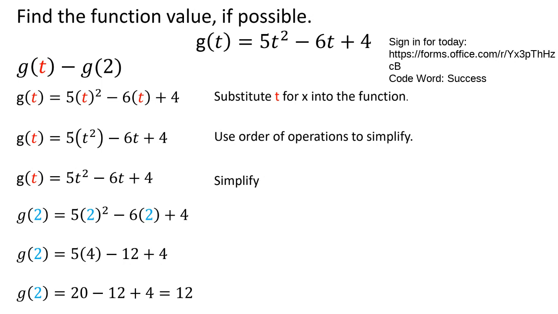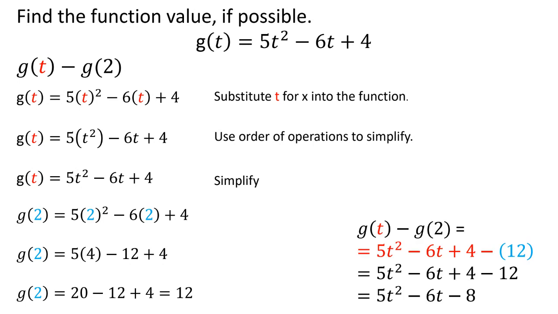So now we can do the subtraction. G of t is just 5t squared minus 6t plus 4 minus the 12 that we got of g of 2. Let's go ahead and simplify by combining our like terms. Our two like terms are just the two constants, the plus 4 and the minus 12, which is going to give us negative 8. So g of t minus g of 2, the answer is 5t squared minus 6t minus 8. Okay. Any questions?